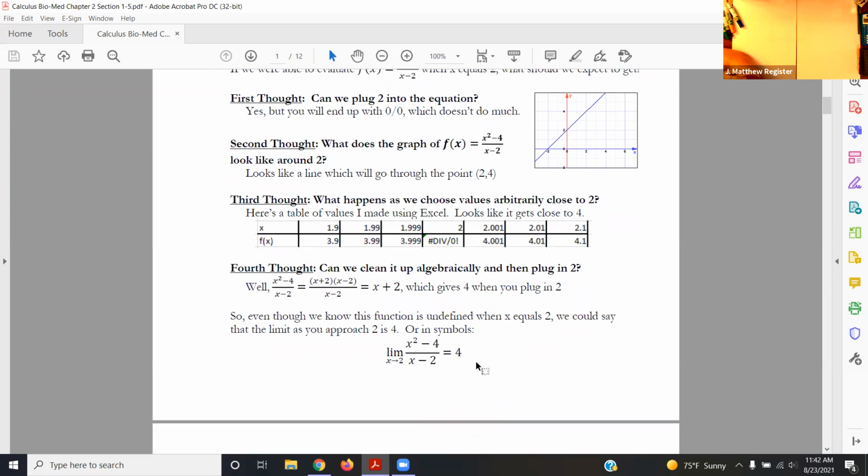And this is what that looks like in symbols. The limit as x goes to 2 of (x squared minus 4) over (x minus 2) is equal to 4. And that's our big picture for what limits are all about. It's all about what happens as you get arbitrarily close to some value. If the value is undefined at that point, it's okay, because limits are just asking what value should go there.